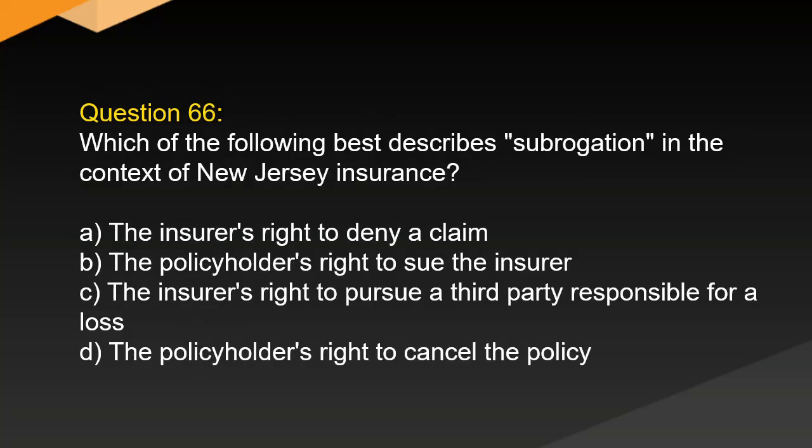Question 66. Which of the following best describes subrogation in the context of New Jersey insurance? A. The insurer's right to deny a claim. B. The policyholder's right to sue the insurer. C. The insurer's right to pursue a third party responsible for a loss. D. The policyholder's right to cancel the policy.